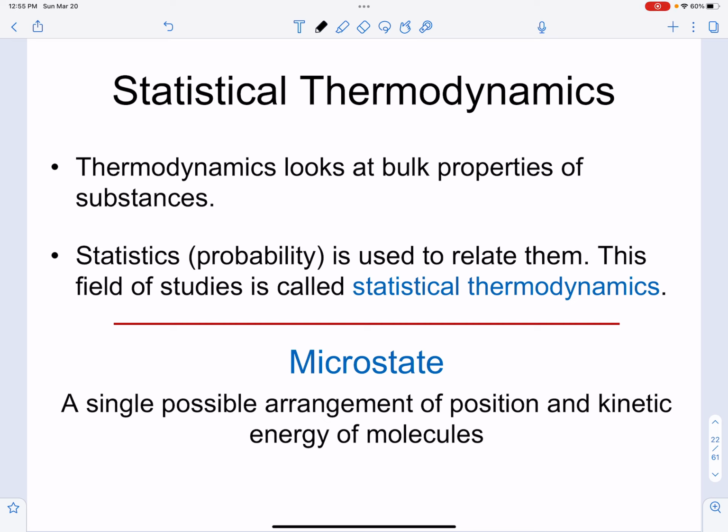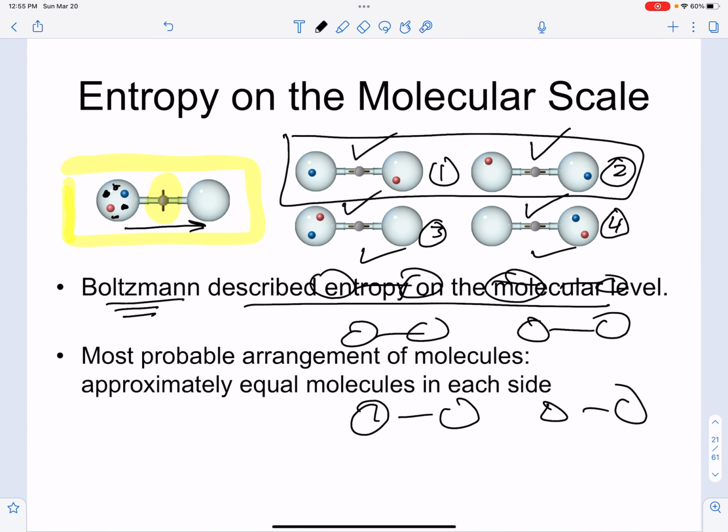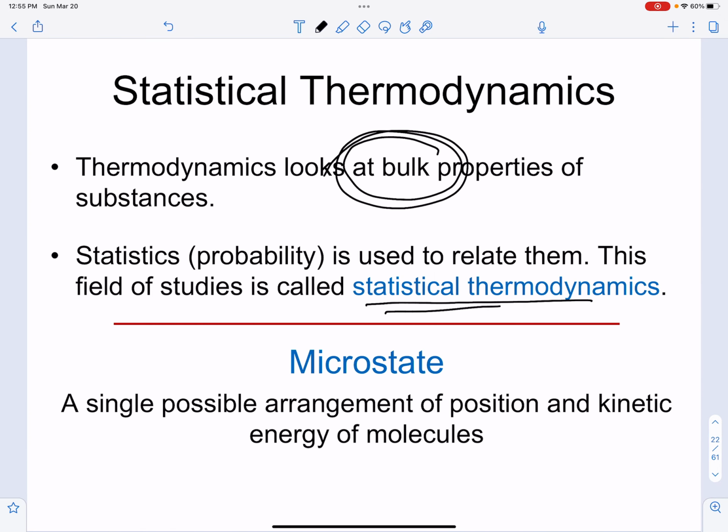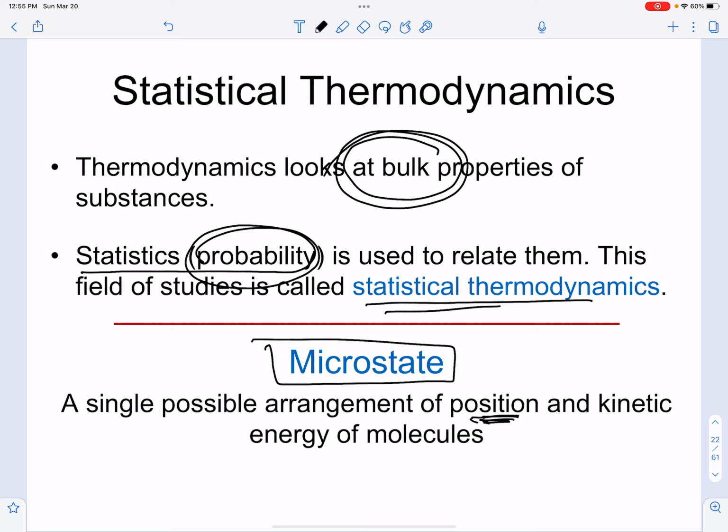What we're talking about in this chapter, thermodynamics, is what we see when we look at millions and millions and trillions of molecules all together, something we can actually see. Statistical thermodynamics is what relates this to the microstates, and it's based on statistical probability. Once more, each one of those possible situations is what we call a microstate. It's based on the position of the molecules or atoms and their kinetic energy at that particular time.